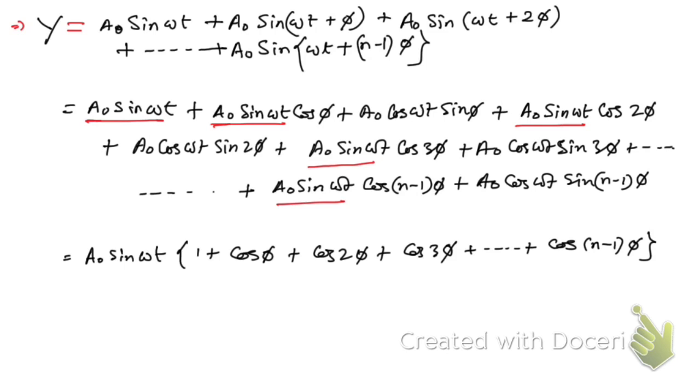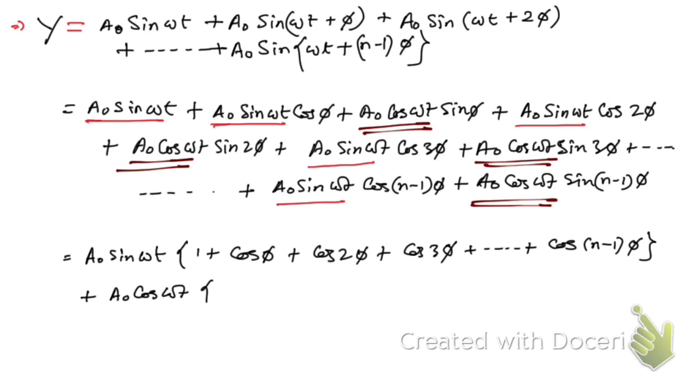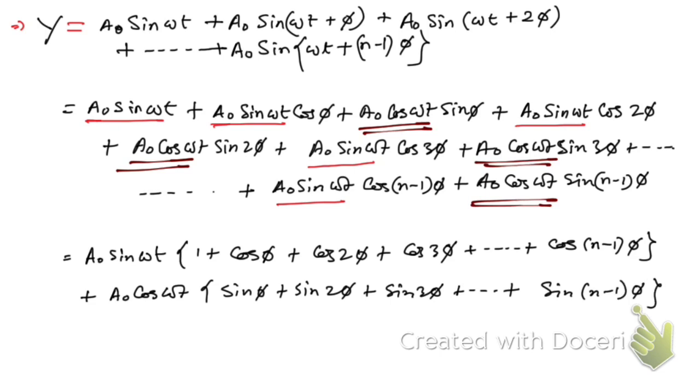Now you see, from the remaining terms we take cos omega t common: a naught cos omega t, here also a naught cos omega t, plus a naught cos omega t. So then we're going to get sin phi plus sin 2 phi plus sin 3 phi, and so on, and at the end we get sin (n minus 1) phi. That's what we're going to have. Okay, so now this is the resultant.